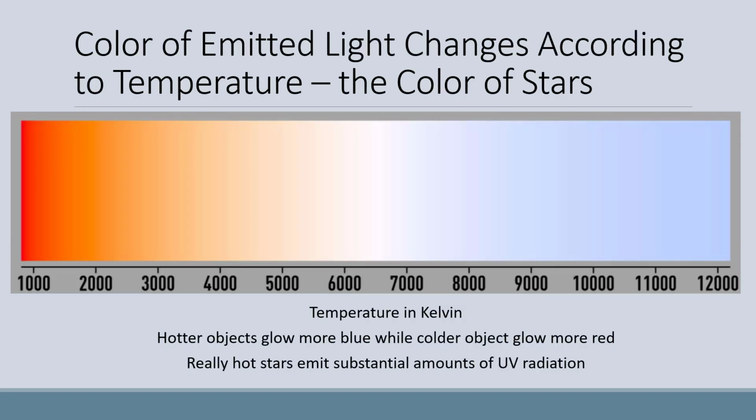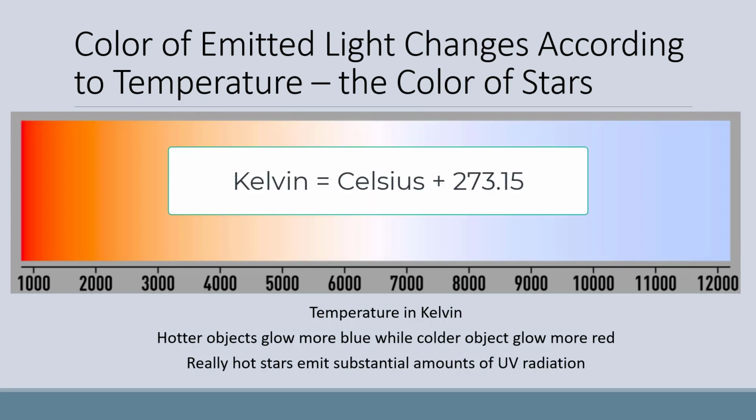While not all EM radiation is visible light, for visible light, the color that is emitted changes according to temperature. This determines the color of stars. The temperature on this graph is on the x-axis, and it is measured in Kelvin. We are more used to thinking of temperature in degrees Celsius or Fahrenheit. Kelvin is an absolute temperature scale for scientists, and you can convert between degrees C and Kelvin by adding about 273 to a temperature that's reported in Celsius.